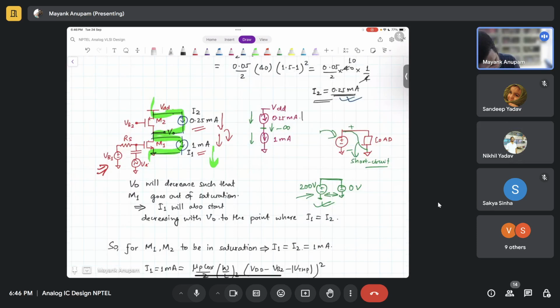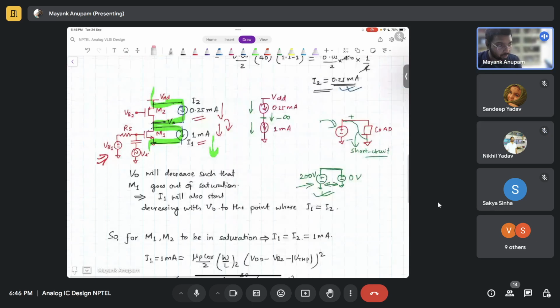If this current, the 0.25 milliampere, would have been, let's say, 1.2 milliamperes, then it would have gone to plus infinity here, and at this place V0 would have started increasing to the point where M2 goes out of saturation. Okay, yes? Thank you. Good.